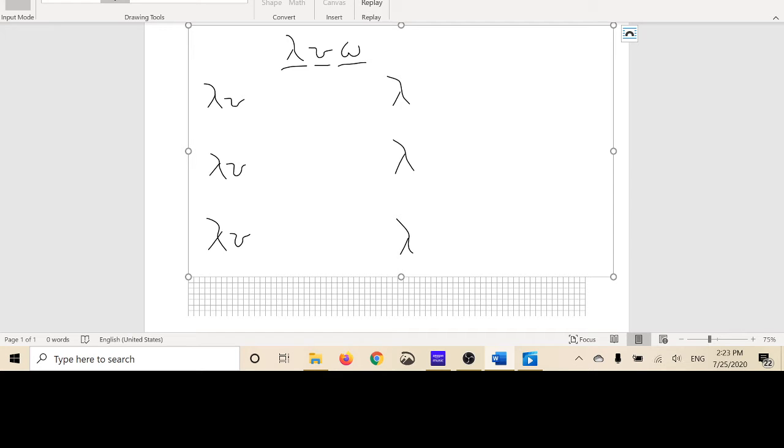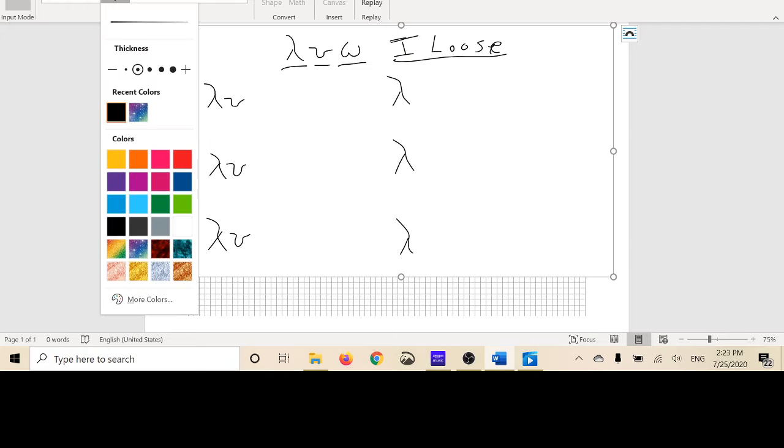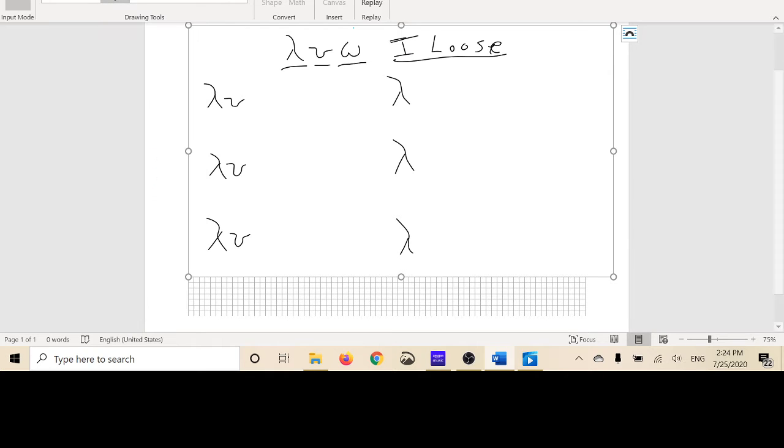Okay, that's what we call our stem, the base word. It means, in this form, because as we move on, the forms will change. This means I loose. Loose. Okay? So Lu-o means, this right here, means I loose.